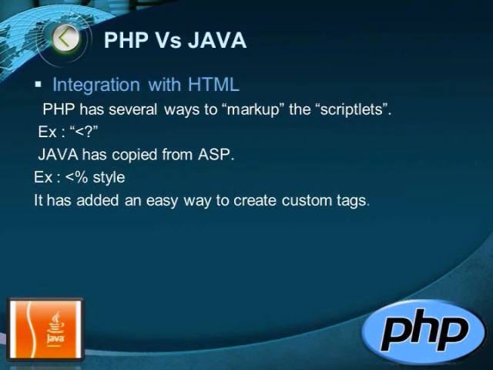Integration with HTML. PHP has several ways to mark up the scriptlet, with no provision for easily printing a value. Activating the ASP tags configuration option enables Java-like support, but this is not recommended as it is considered non-standard in the PHP world. In Java, JSP has copied from ASP. It has added an easy way to create custom tags, which get replaced by ad hoc Java code.